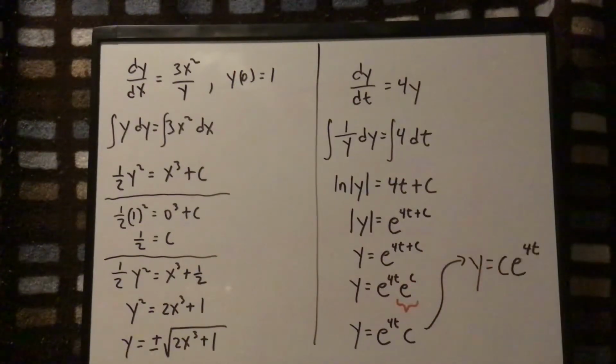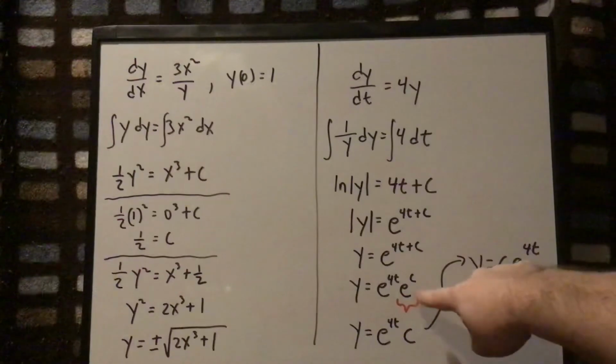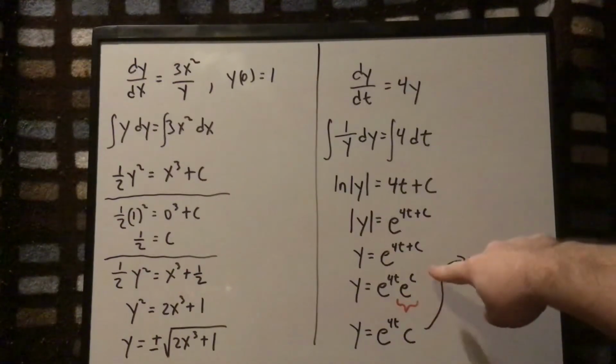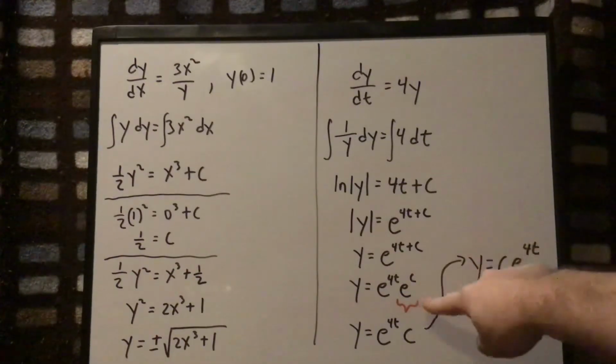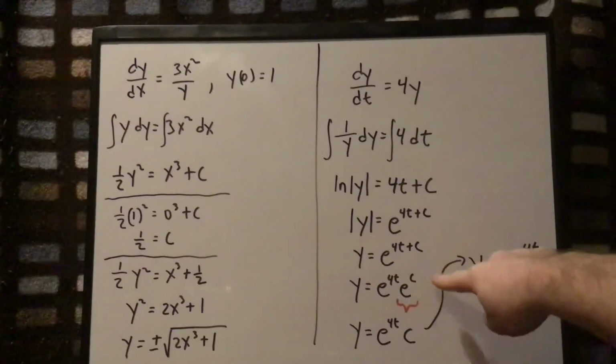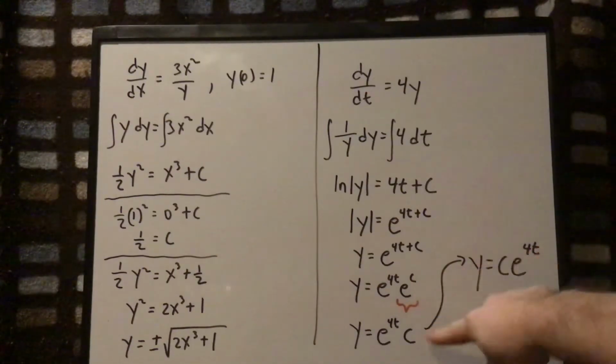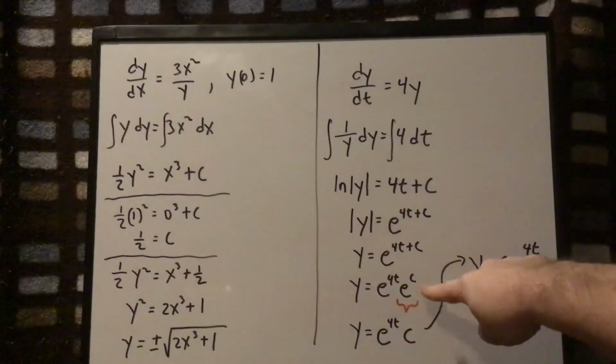So instead of writing e to the 4t plus c, I could separate it and write it as e to the 4t times e to the c. Now, the thing about e to the c is it's just another number. I've sort of shown this trick before. Since you're doing e to the c, this is just another constant. It's a number to a number. So since we haven't found the constant yet, we can just call that the constant, and it makes that a lot simpler.